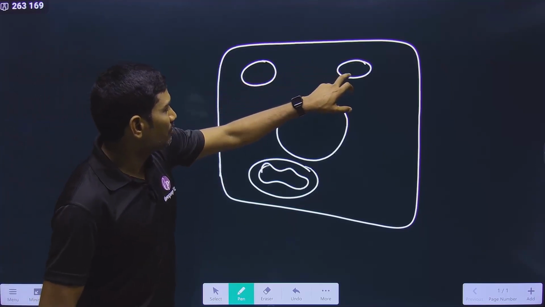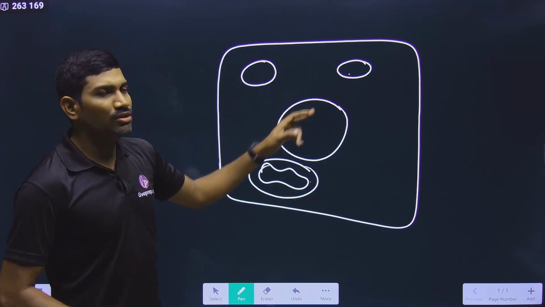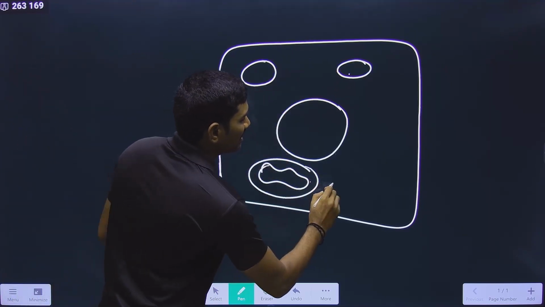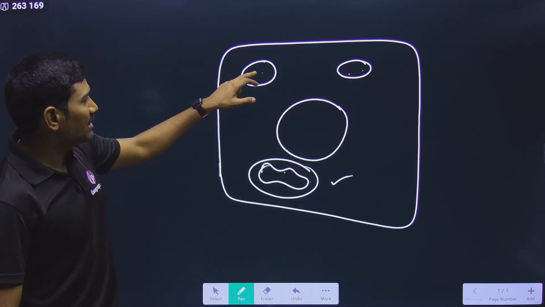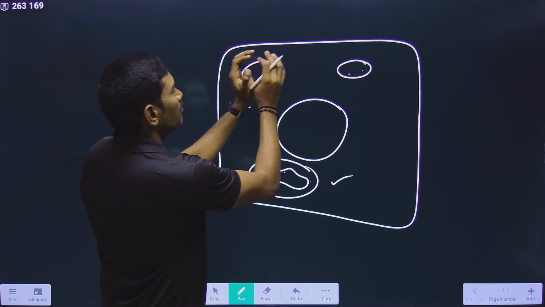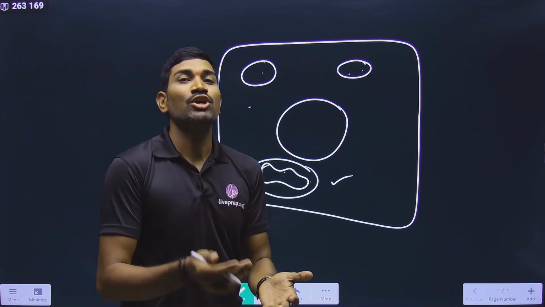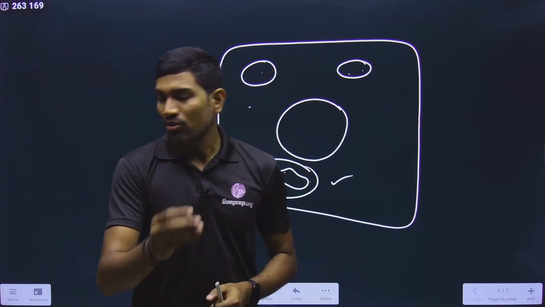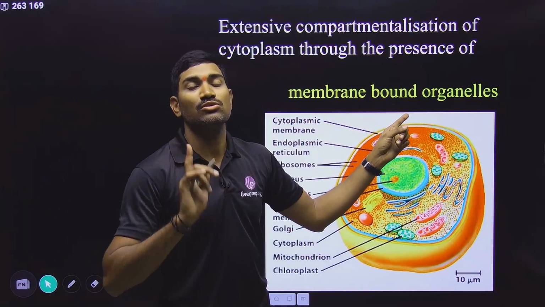So due to the presence of a membrane, maybe single or double, whatever it is, what is happening? The content inside the organelle is separated from the cytoplasm. The content present inside these organelles is separated from the surrounding cytoplasm. Since it is separated, it is like a compartment. So please observe carefully: compartmentalization is observed due to the presence of membrane bound organelles. How can the question be asked here? Compartmentalization is due to membrane bound organelles only.